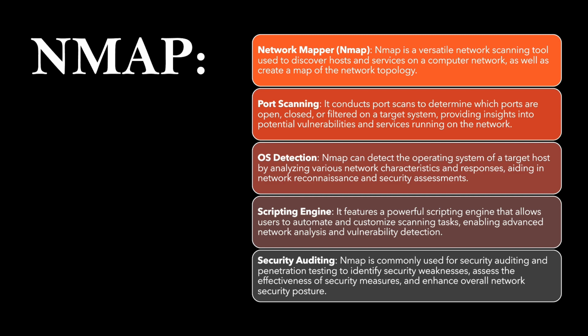OS detection. Nmap can detect the operating system of your target by analyzing various network characteristics and responses, aiding in network reconnaissance and security assessments. Scripting engine. It features a powerful scripting engine that allows users to automate and customize scanning tasks, enabling advanced network analysis and vulnerability detection. Security auditing. Nmap is commonly used for security auditing and penetration testing to identify security weaknesses, assess the effectiveness of security measures, and understand overall network security posture.